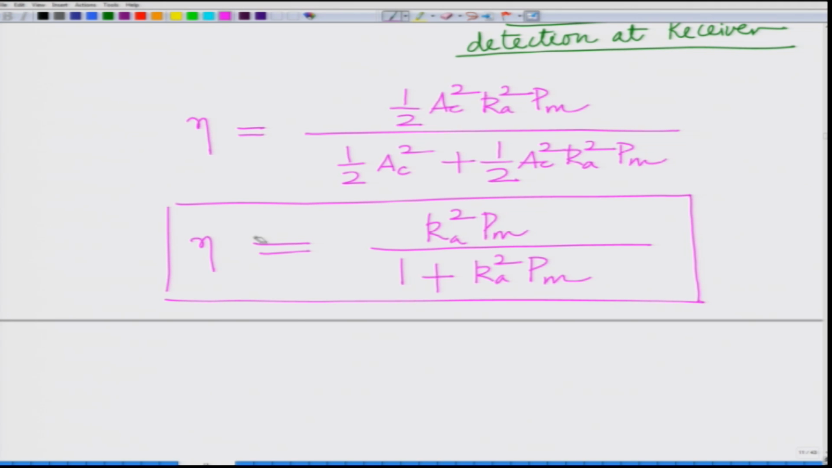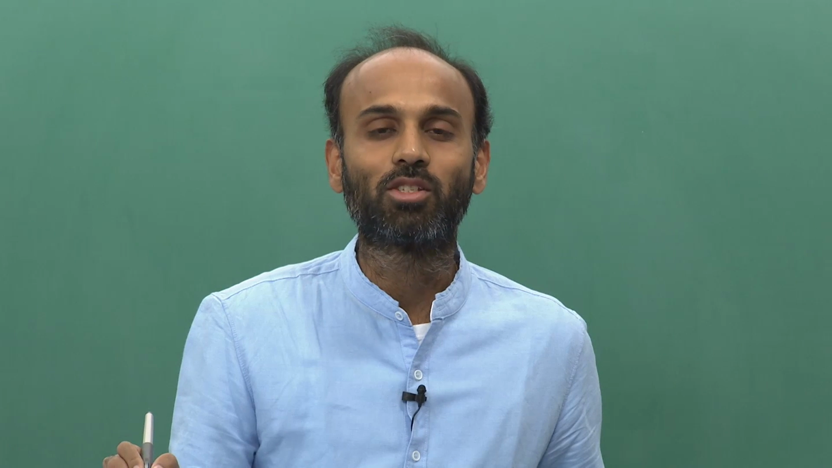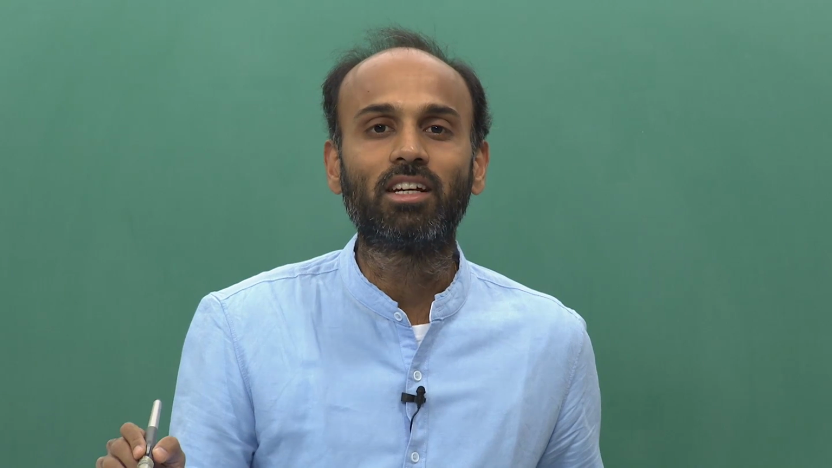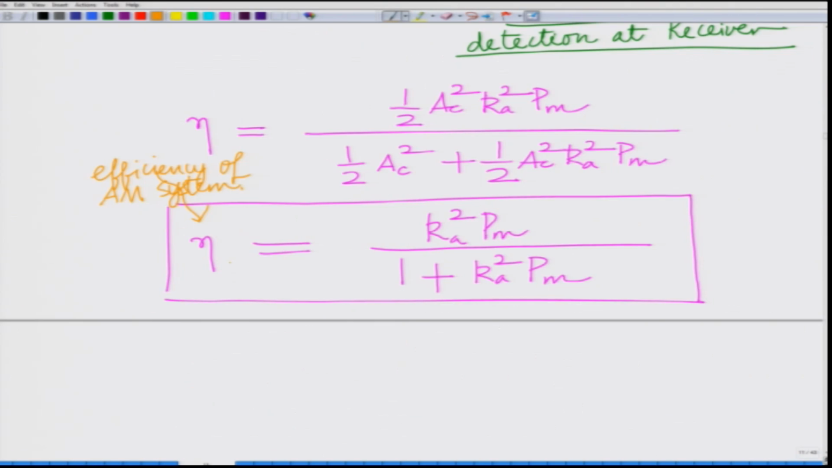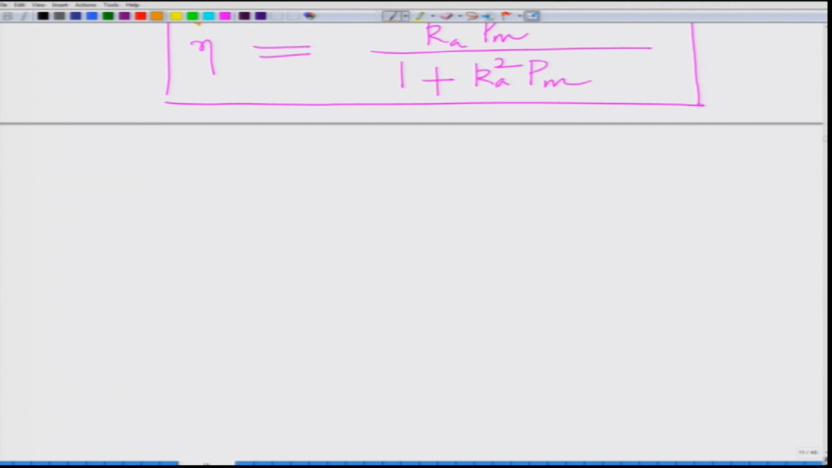So, I can write this as the efficiency of the amplitude modulated system, that is eta equals Ka square into Pm divided by 1 plus Ka square Pm, where Ka is the sensitivity and Pm is the power of the message signal. Let us try to compute this efficiency for a sinusoidal message signal. Consider now the specific case of a sinusoidal message signal.